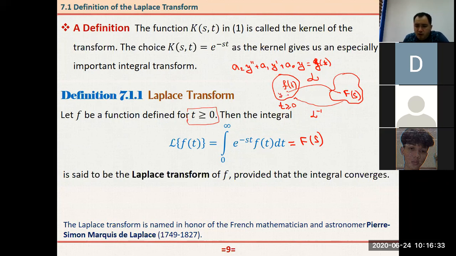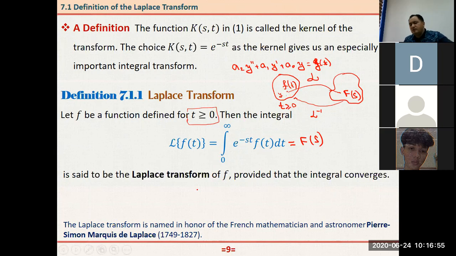What is the mapping of y? It is something here. If I know its mapping here, this capital F, using this inverse operation, I can get this y. And you will see that when I solve this differential equation here, it is much easier than solving it here, okay? That is one of the biggest contributions of this Laplace transform to solving differential equations.